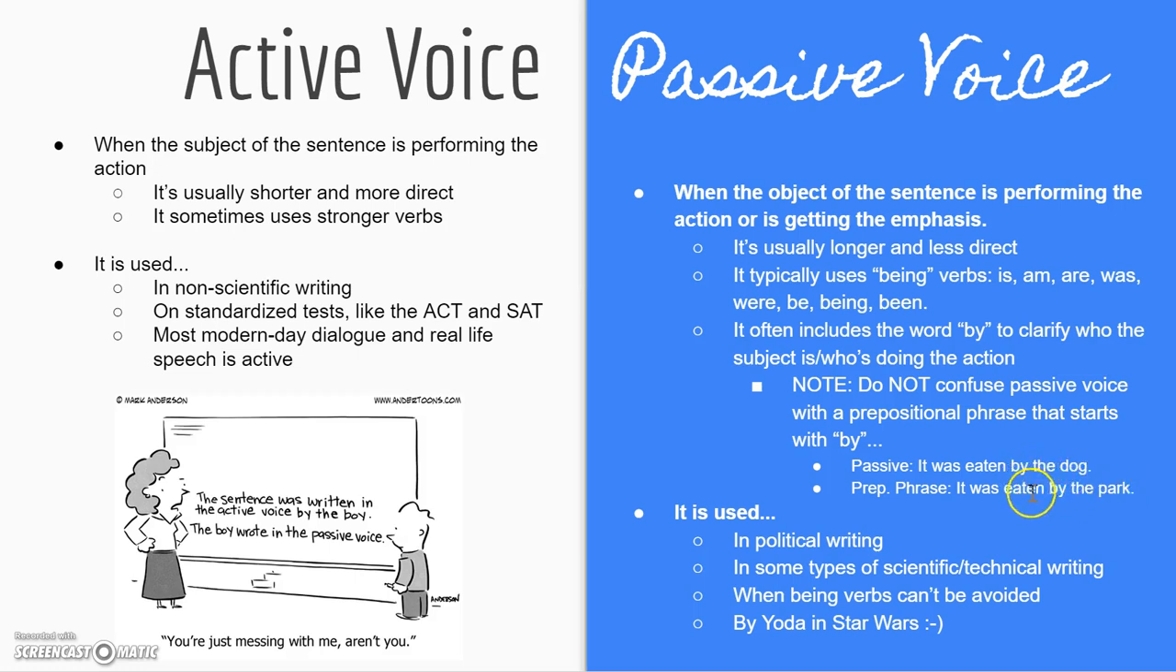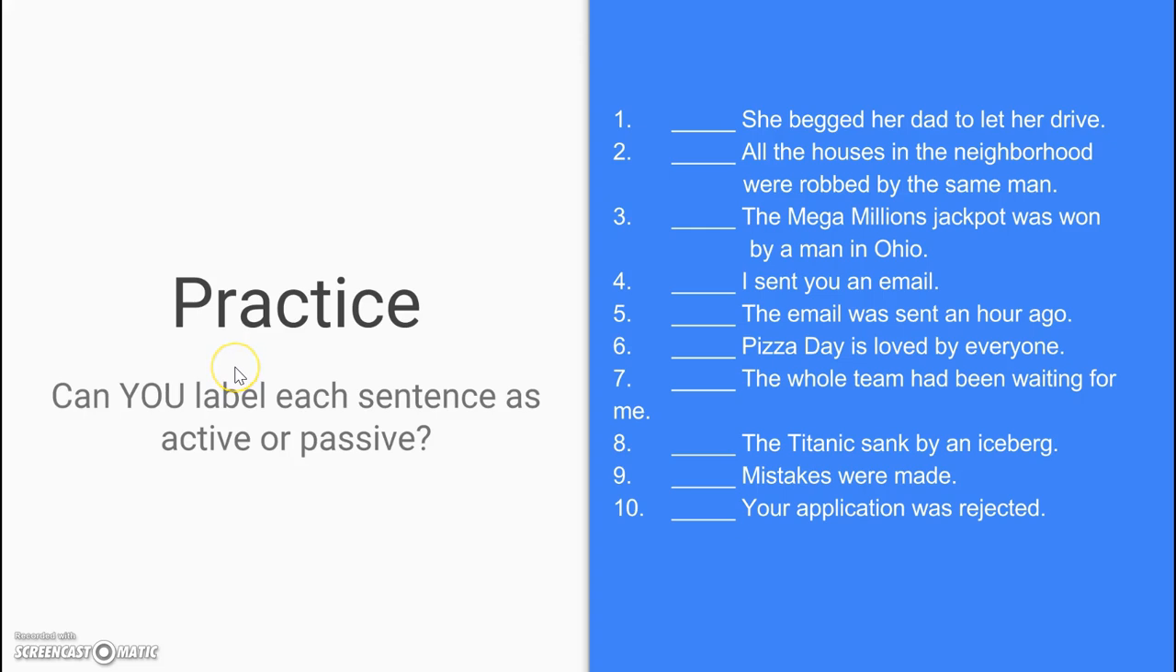So just because you see the word "by" does not mean that you should automatically call it passive voice. Passive is often used in political writing. It's used in certain types of scientific or technical writing. It's used when being verbs can't be avoided, and also by Yoda. Let's try out some practice now.